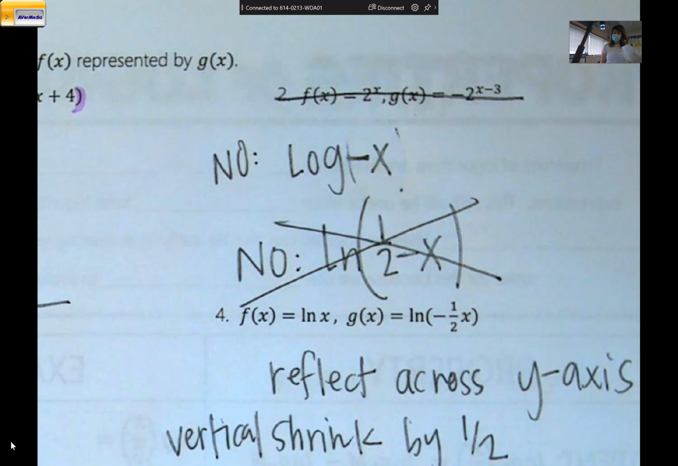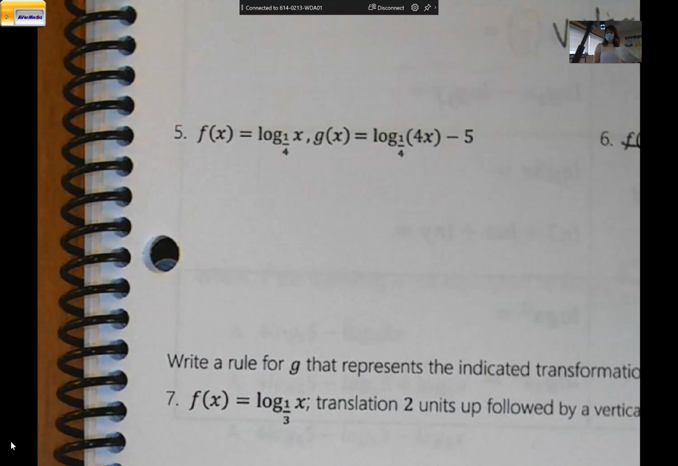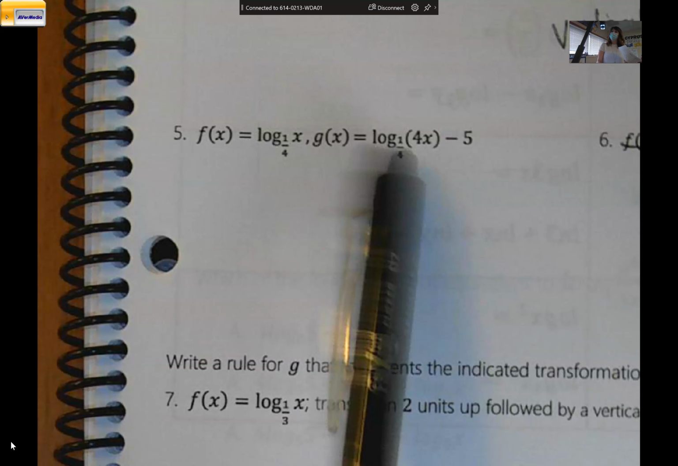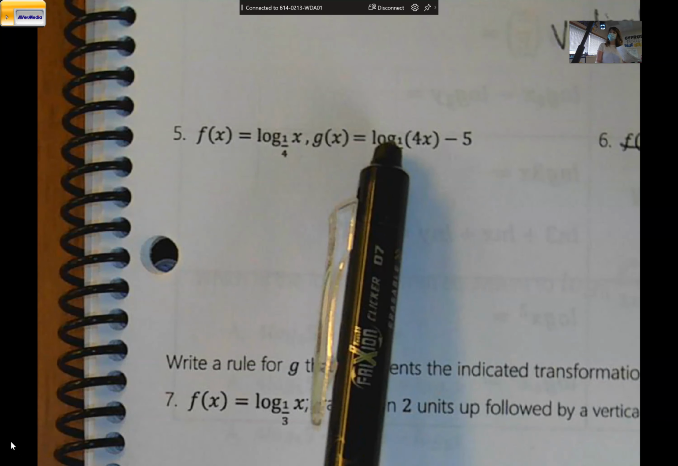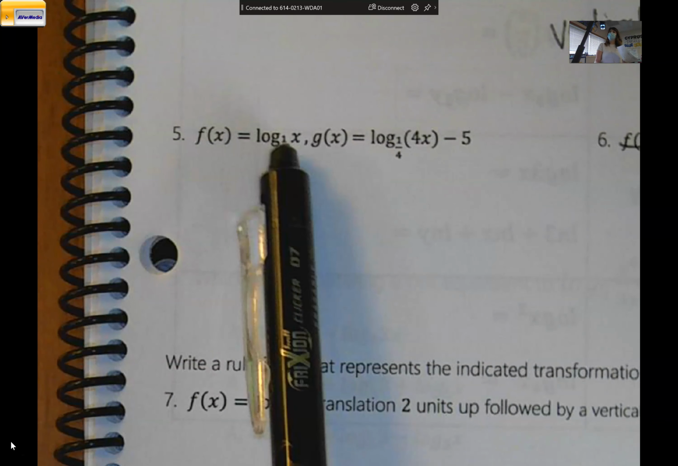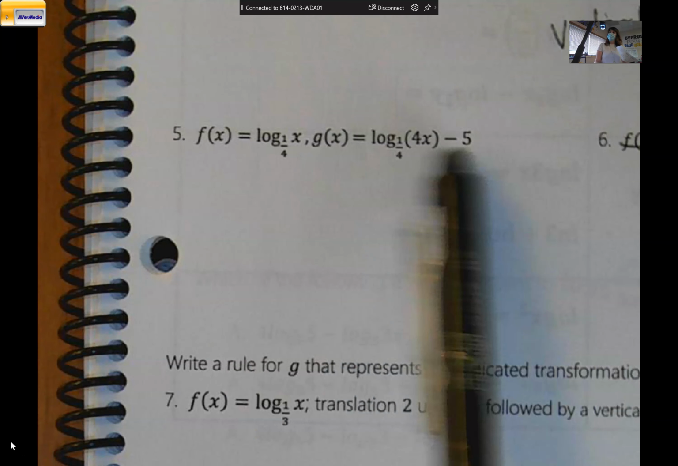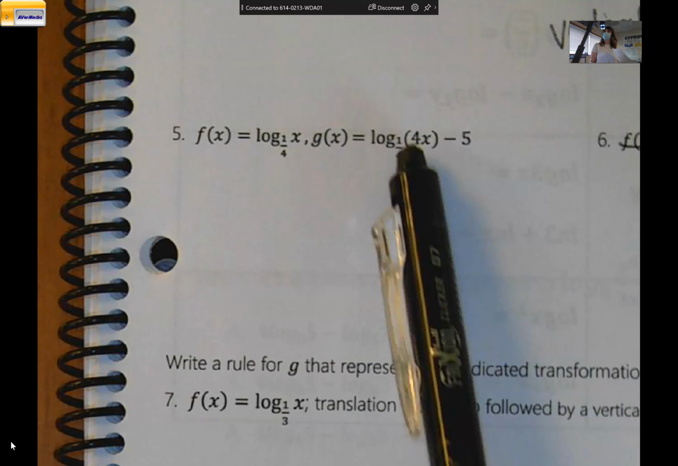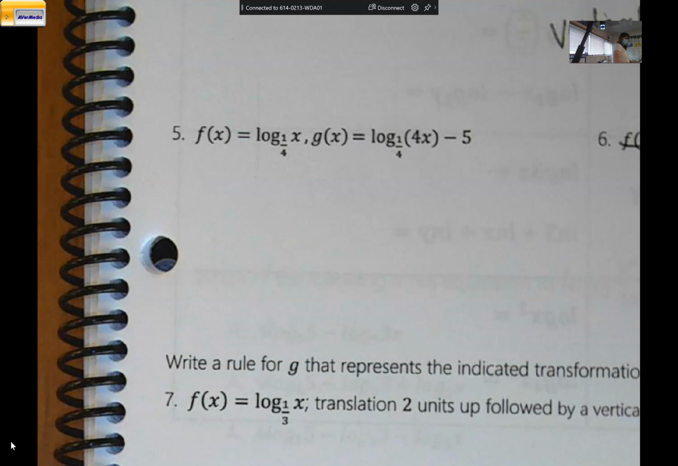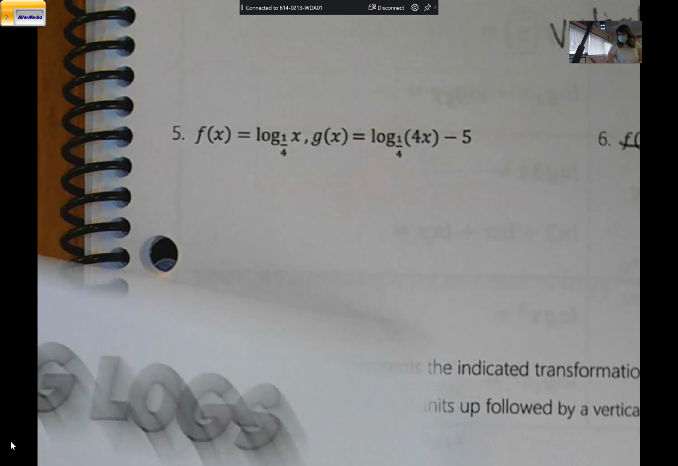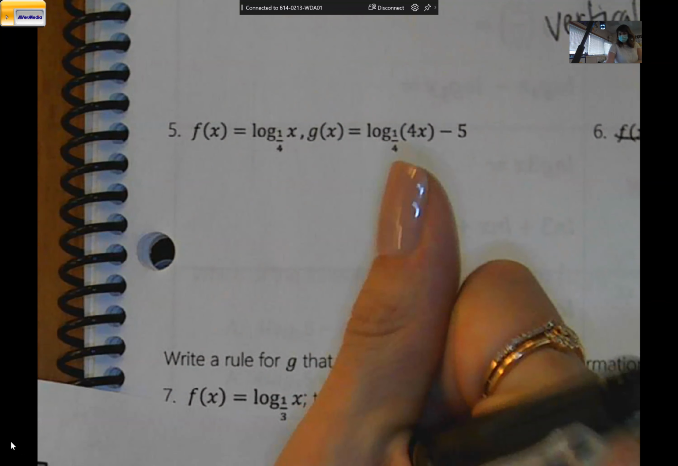Okay. Last one of these. We did two things to this. Now remember, that little 1/4 is just the base. It's just telling us what kind of log we have. So you write down what two things happen to this function. Go. I'll come through and make sure. See what's up.